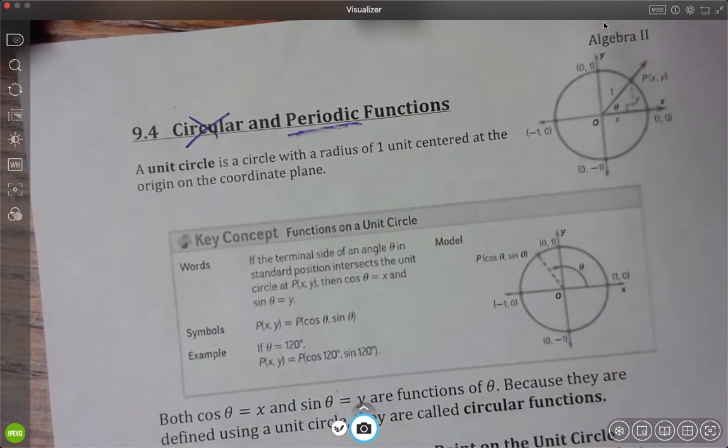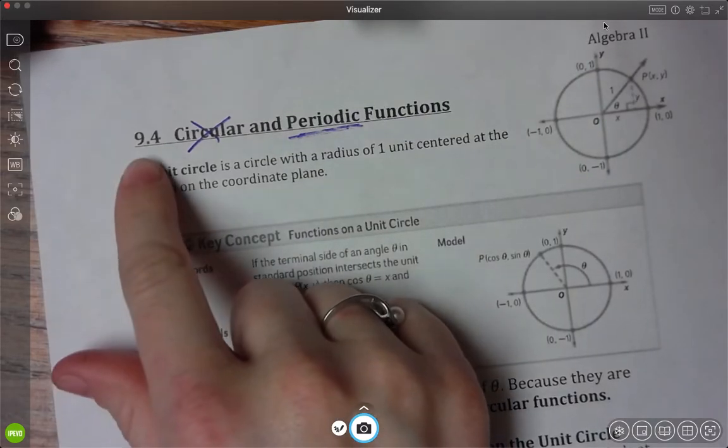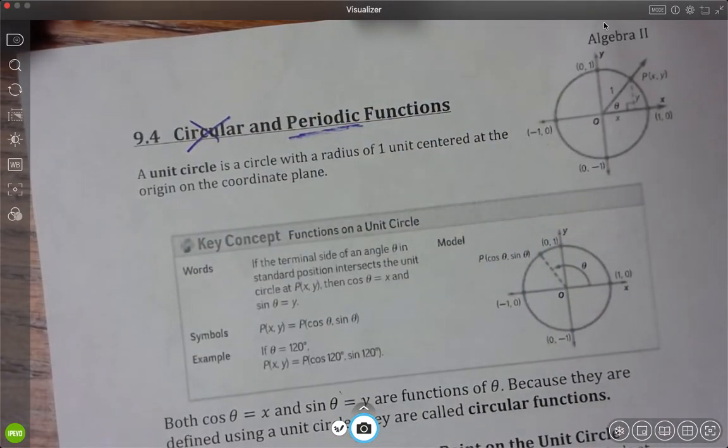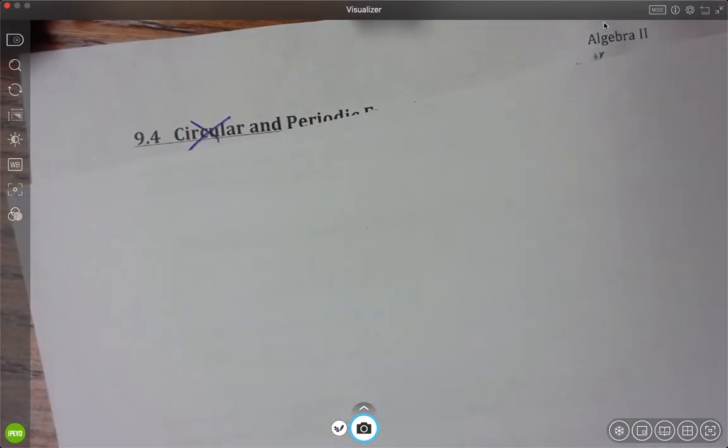But the first thing that I want to start out doing in chapter 9, we've talked about trig functions, so like sine, cosine, and tangent. And now we're going to talk just a little bit about what their graphs look like. Okay, so let's kind of review.